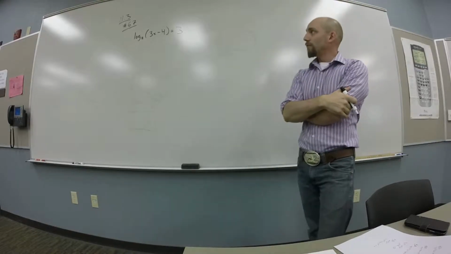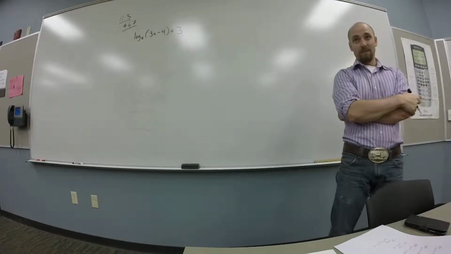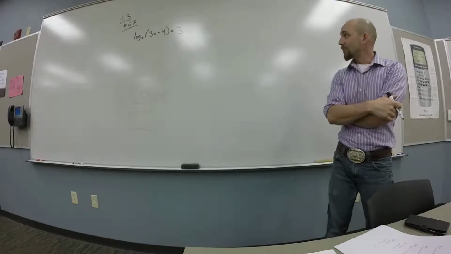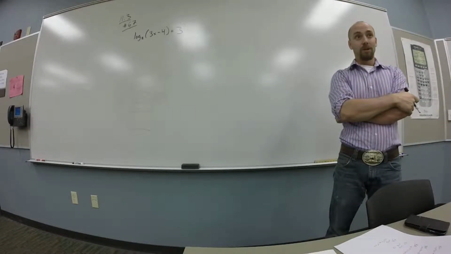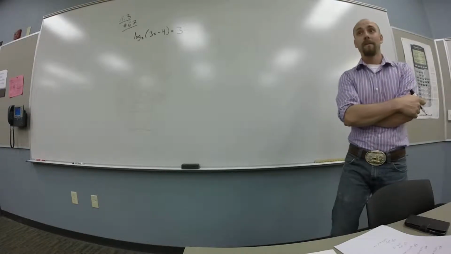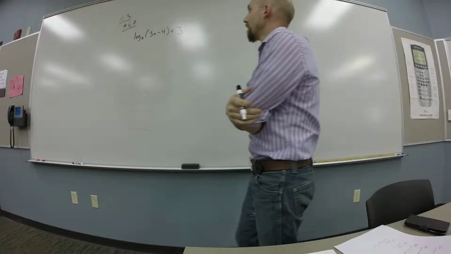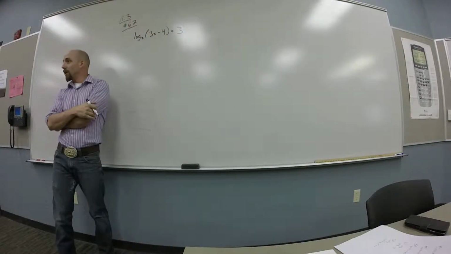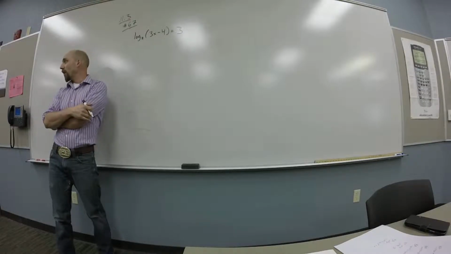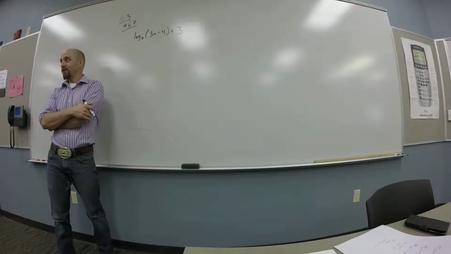Okay, so I'd like to do 11.3 number 67. This says log base 2 of 3x minus 4 is 3. So what do I start with? Yeah, so there's a log base 2, right? I want to get rid of that. So I should put everything above a 2.